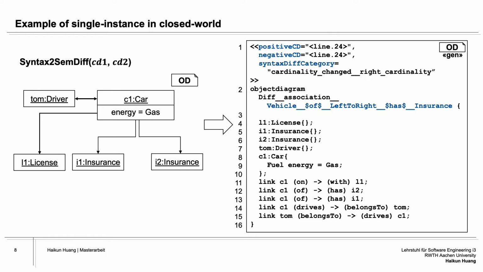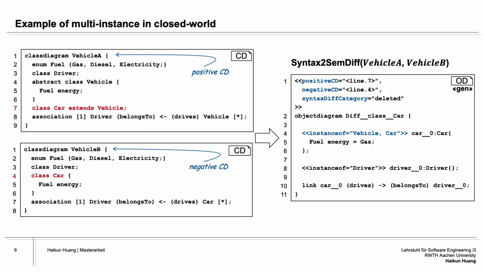This is the example of single instance in the closed world case. And this is the example of multi-instance in the closed world case. On the left side, there are two original CDs, and on the right side, there are the related textual object diagrams in UMLP as diff-witness.